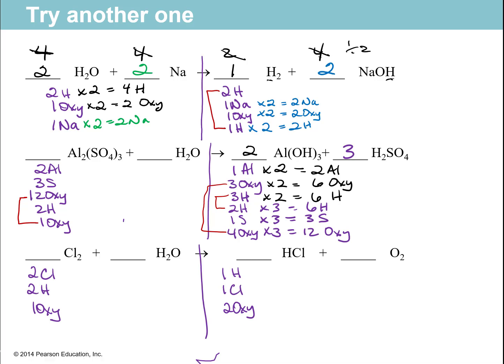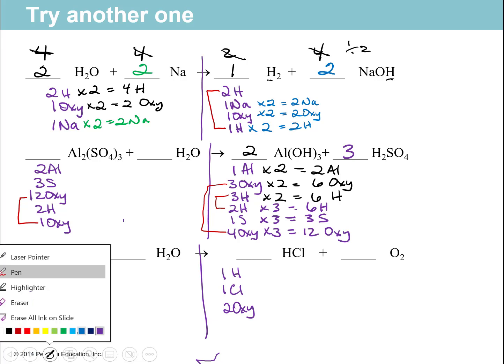It didn't mess up the aluminum. Always go back. The simple ones need to stay balanced. Aluminum's balanced with 2 and 2. Now sulfur is balanced with 3 and 3. So the next one to balance is what? The hydrogen. Do you see that the hydrogen's only in one place on the left? So I'm going to balance the hydrogen next.